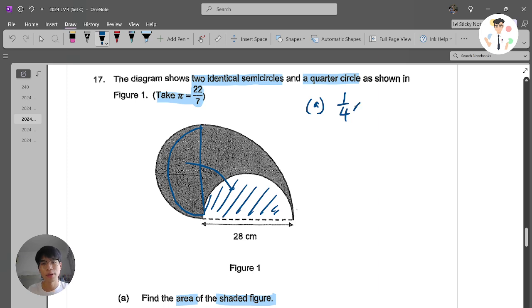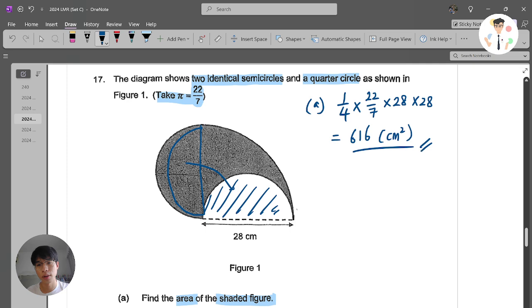1/4, because the formula is 1/4 times pi r square, right, if I look for area. So pi is 22/7, and my radius is 28. Square means times 28 times 28. Just press on the calculator and you should get the idea. The answer is 616, correct? And that will be in cm square.